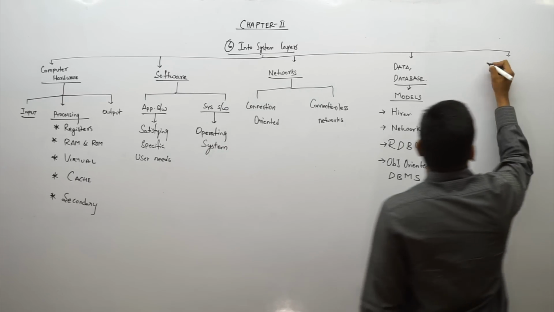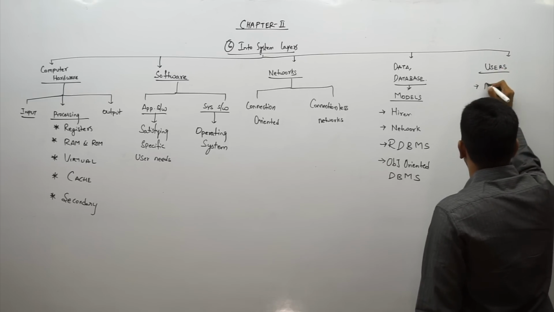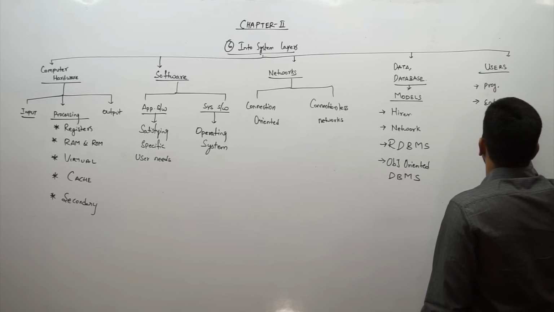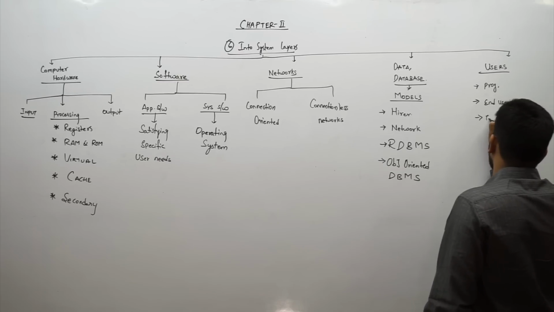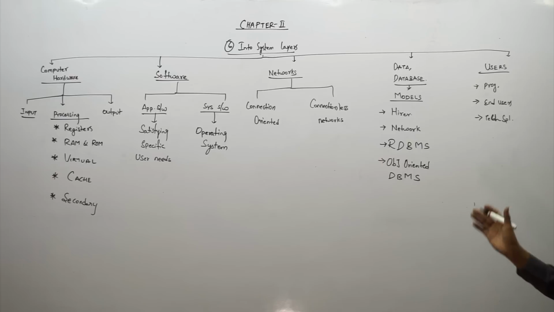Then we have the last set of people called the users, right, where we have programmers, where we have end users, where we have technical specialists. So we have everybody under that, right? So that is what it is all about. Topic number 6, one extensive coverage, guys, is only an overview. There's a lot to catch up in this concept. This is one of the extensive concepts in chapter number 2.